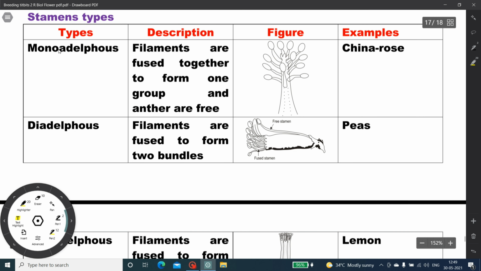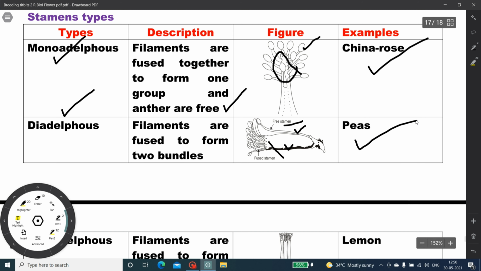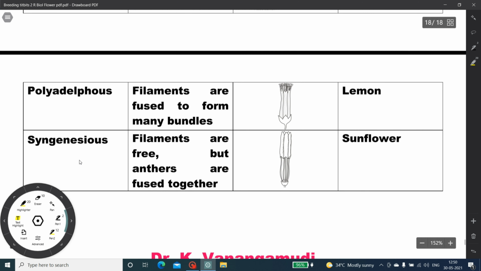And stamen types. We have monoadelphous stamens, where the filaments are fused together to form one group, and the anthers are free. The China rose is the classical example. Diadelphous: filaments are fused to form two bundles. This is one bundle and this is another bundle. The classical example is peas.